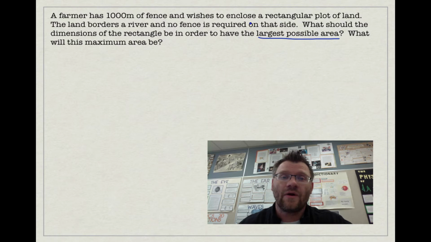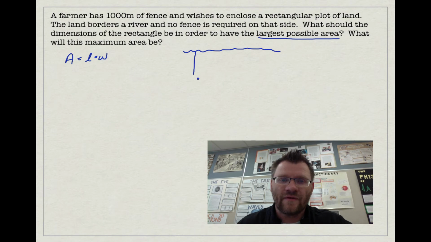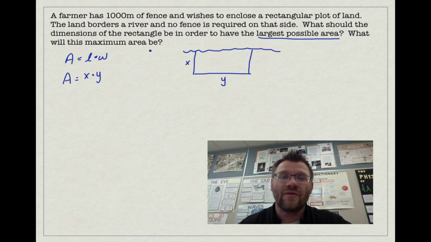We're trying to find the largest possible area, and we know that's length times width. Drawing a picture, there's a river and a rectangular plot of land. If we call this side x, this side could be called y. So now we have area equals length times width, which is x times y. Now the problem is we still have two variables here, and we need to get only one variable.